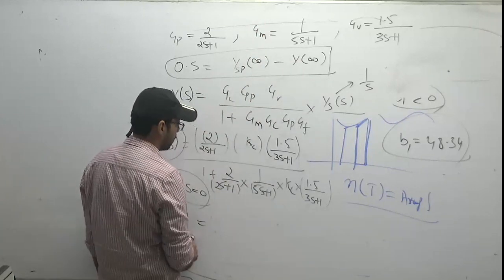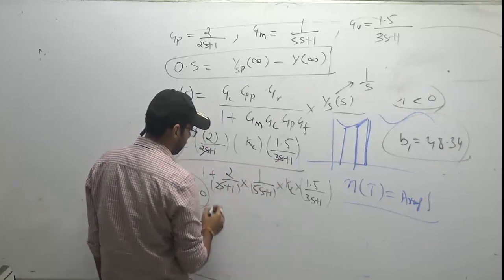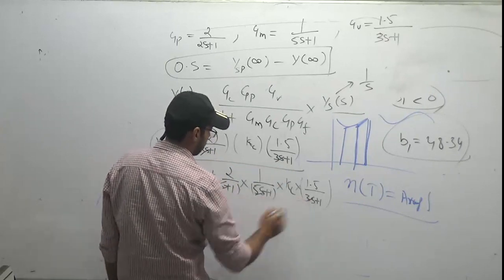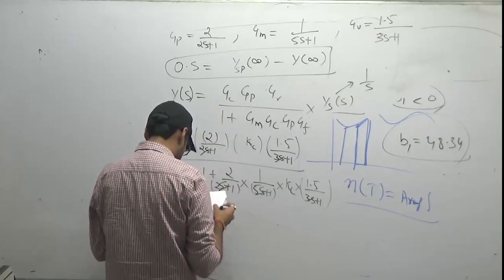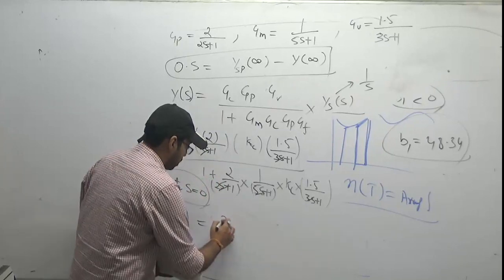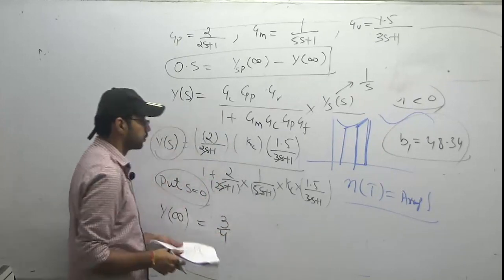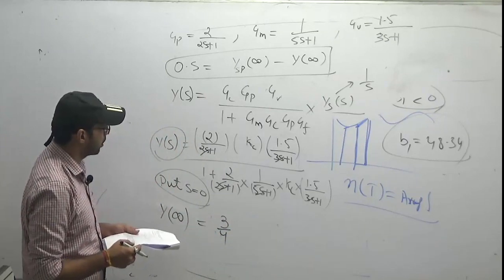This is equal to what? Putting the value of s, this will become 0, this will become 0. So after solving this one, the basic equation that I am getting from here is 3 by 4. Right? How am I doing this?